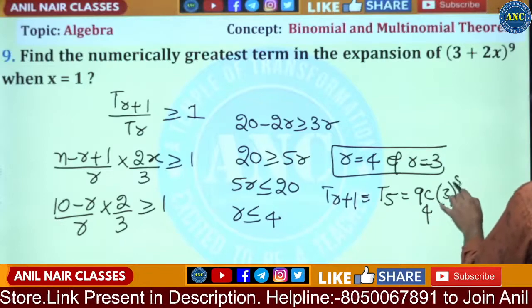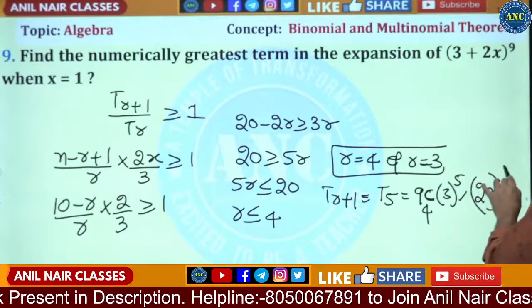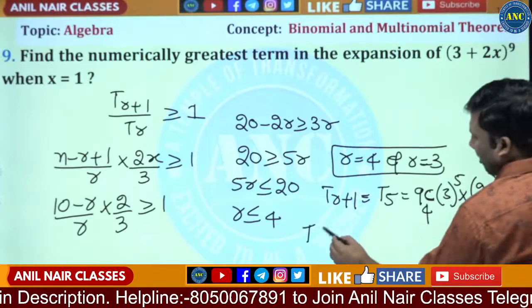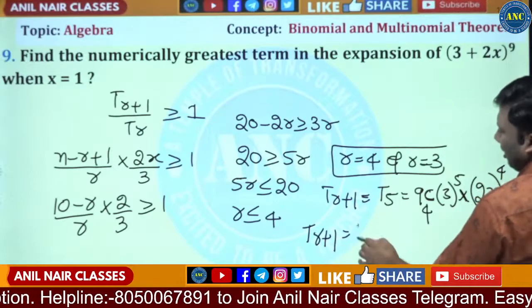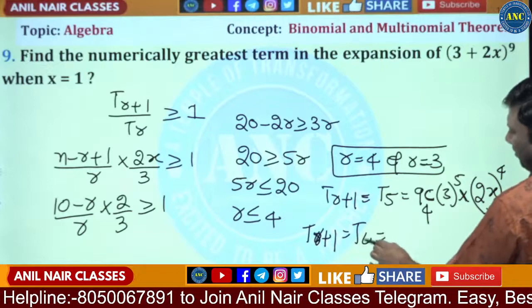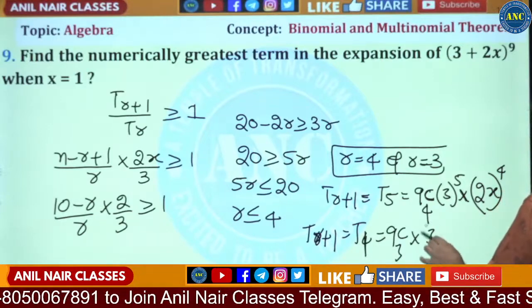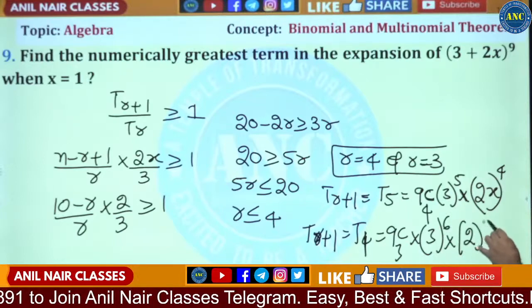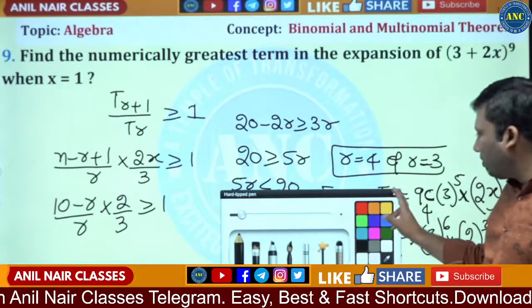9C4 into 3 power 5 into 2x power 4. This is T(r+1). Another one will be T4, where the r value is 3: 9C3 into 3 power 6 into 2 power 3. I will show you why they both are equal also.